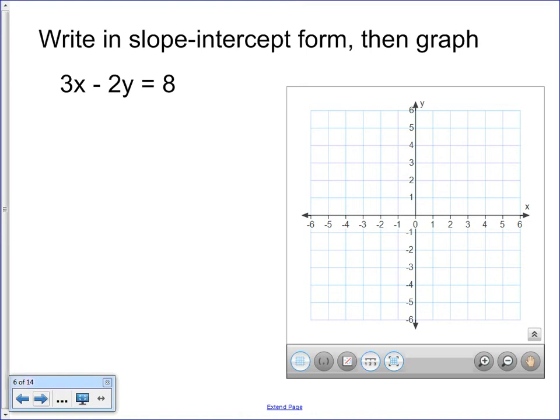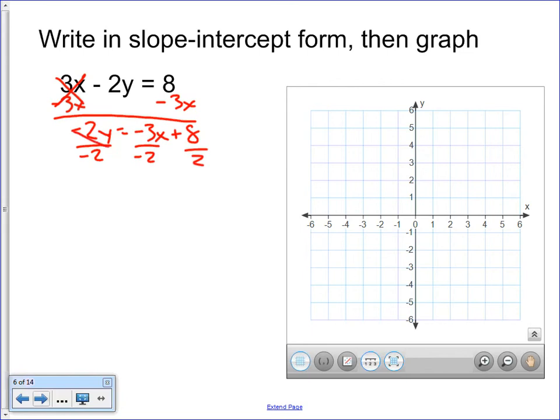So we have a few problems that we're going to write in slope-intercept form, and then we're going to graph it. So first off, getting this equation in that slope-intercept form, let's subtract 3x on both sides. I have -2y equals -3x plus 8. Divide by -2 on everything. So y is going to equal 3/2, negatives will cancel, x plus 4. So there's our slope-intercept form.